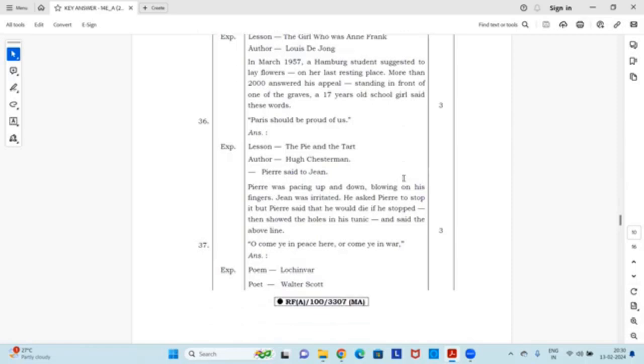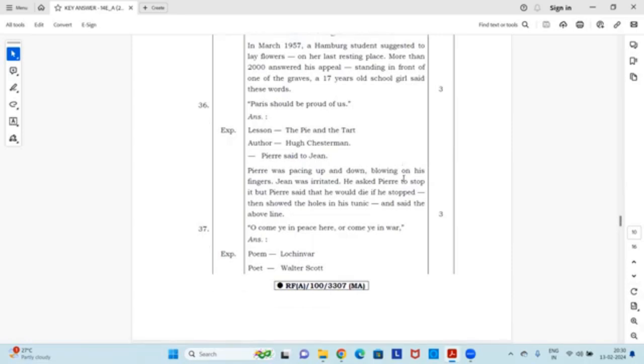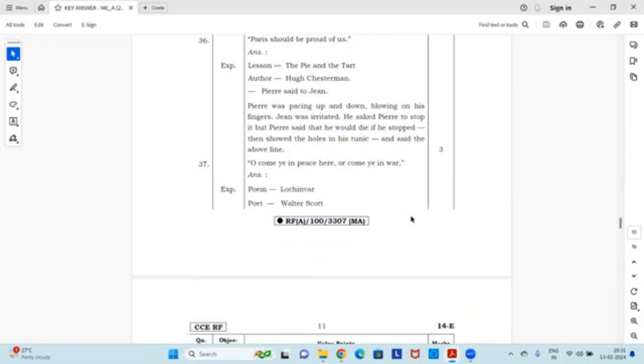Paris should be proud of us. The lesson is The Pie and the Tart. Author is Hugh Chesterman. And Pierre said to Jean. Now Pierre was pacing up and down, blowing on his fingers. Jean was irritated. He asked Pierre to stop it. But Pierre said that he would die if he stopped, then showed the holes in his tunic and said the above line. Okay, next question.